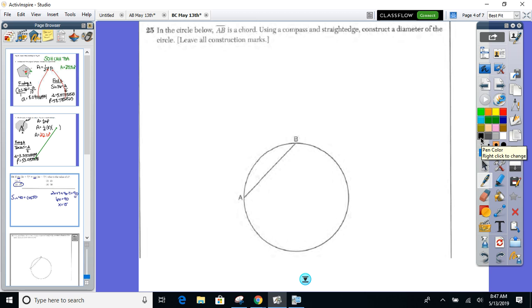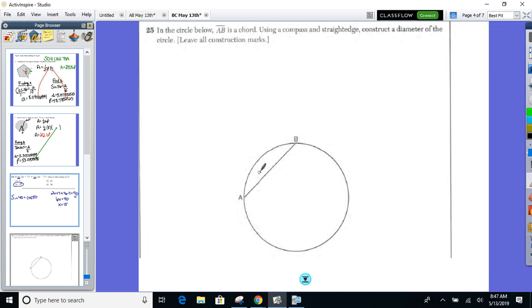Okay, here we go. We got a chord. Construct a diameter, not just draw it in with your straight edge. Construct a diameter. Whoa, huh? Well, there's a reason they gave you the chord. They want you to do one of the theorems from the circle unit to make sure that what you draw in is truly a diameter. Anybody remember the theorem that involved a chord and a diameter?